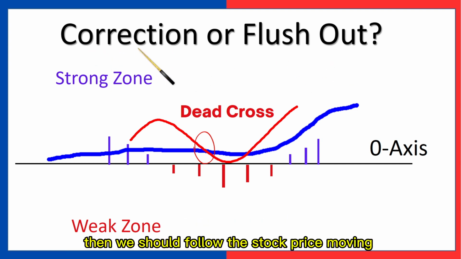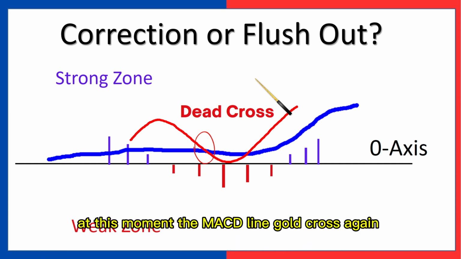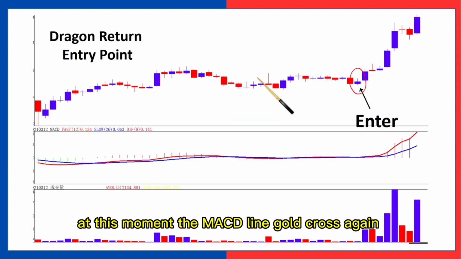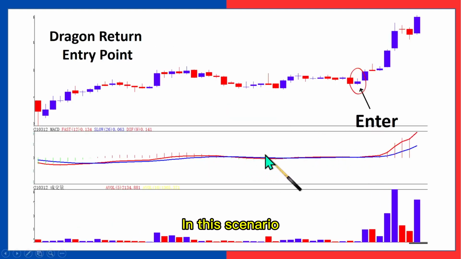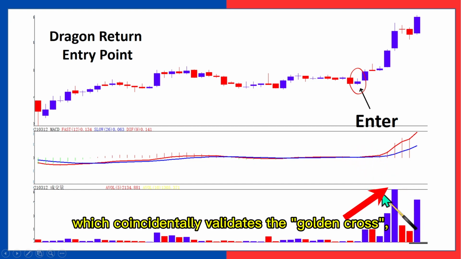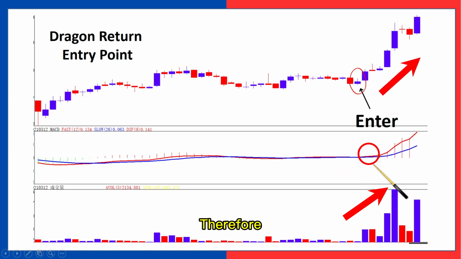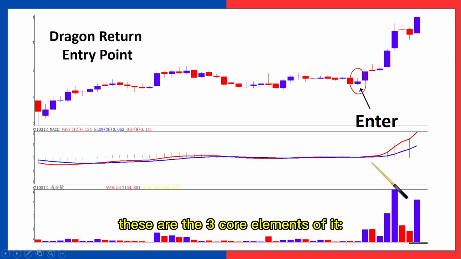Then we should follow the stock price movement. The MACD zero axis didn't break through. At this moment, the MACD line crosses again. In this scenario, the volume increases. A sustained increase in trading volume, which coincidentally validates the golden cross, is a state that drives the stock price into an upward trend. Therefore, these are the 3 core elements of it.